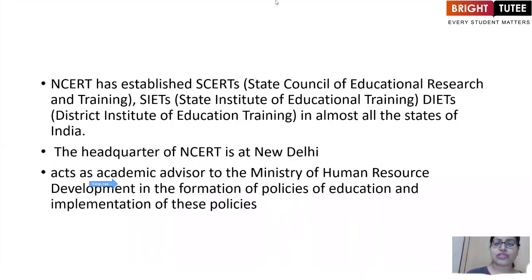NCERT has also established SCERTs. Now, what are SCERTs? It refers to State Council of Educational Research and Training. So when we were talking about NCERT, that's the National Council, it has further established SCERTs, which are State Councils of Educational Research and Training. And even SIETs for that matter, which is State Institute of Educational Training. DIETs, which are commonly referred to as DIETs, is District Institute of Education Training. Now, all these are established in almost all the states of the country.